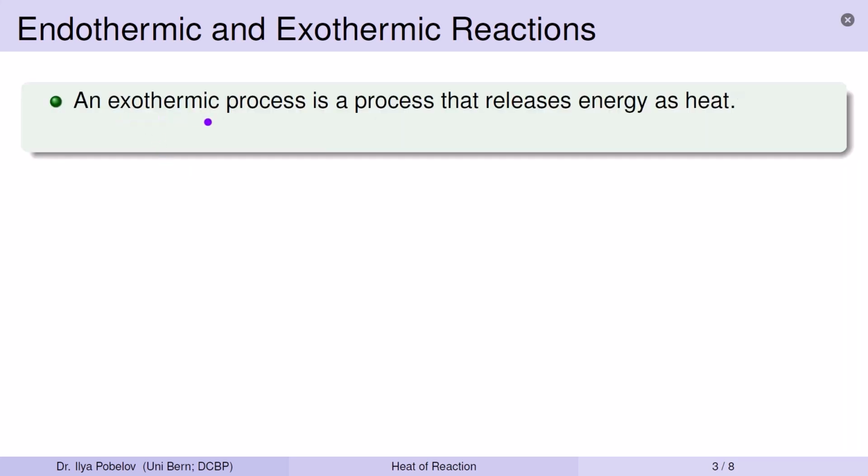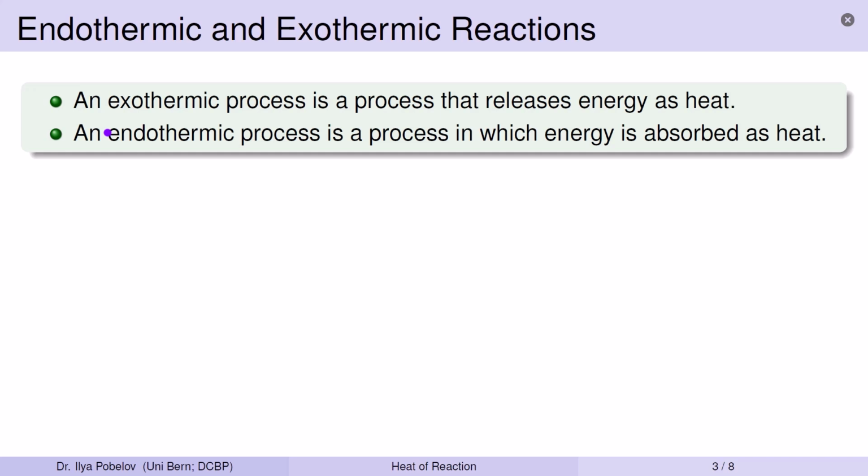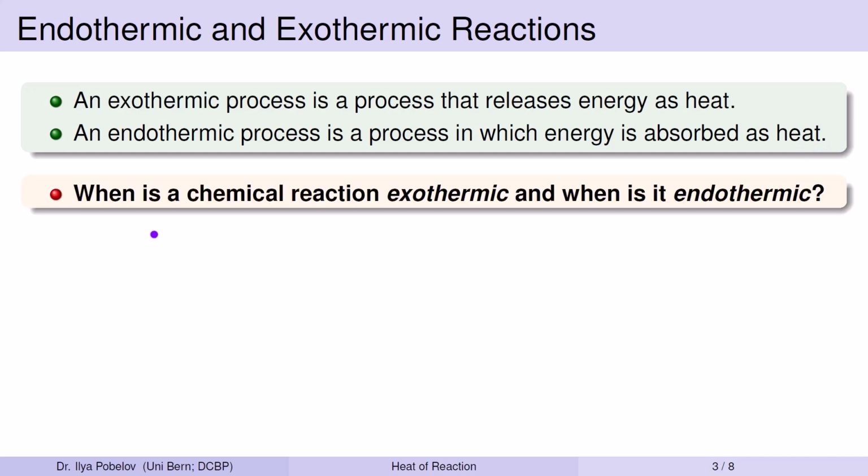An exothermic process is one that releases energy in the form of heat. On the other hand, an endothermic process is a process where energy is absorbed from the surroundings in the form of heat. Now, a fundamental question arises. When do we describe a chemical reaction as exothermic or endothermic? You might know the answer, but understanding the underlying reasons is also important.